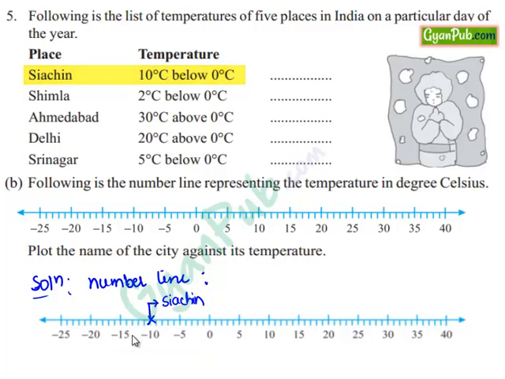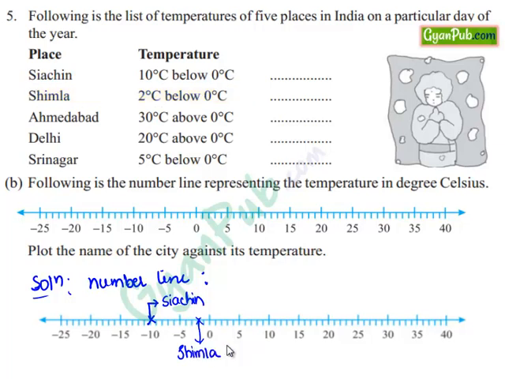Next, Shimla. Shimla has 2 degrees below 0 degrees temperature. 2 degrees centigrade below 0 degrees centigrade temperature is minus 2 degrees centigrade temperature. So, move 2 steps to the left of 0. 1, 2. Then mark minus 2. Minus 2 degrees centigrade is the temperature of Shimla.